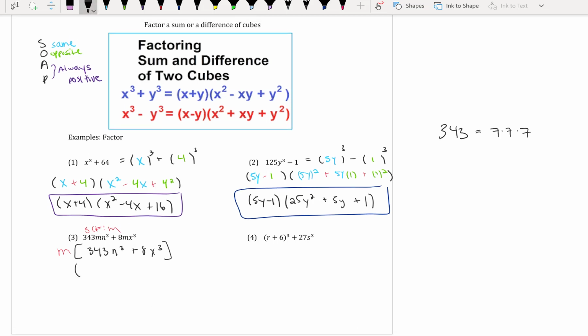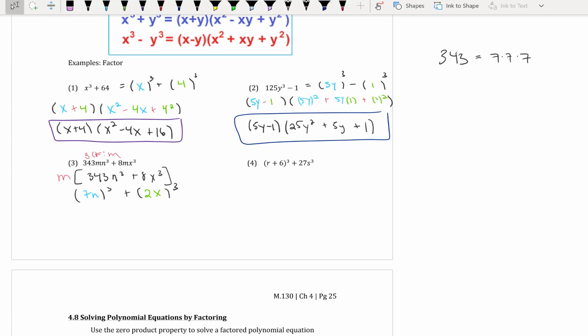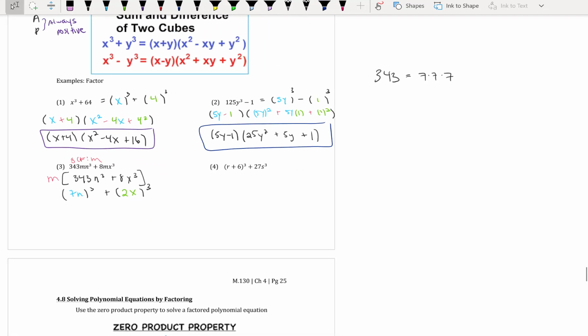So again, I want to see whether or not this follows the pattern where I have a perfect cube. So I already know that 343 is 7, and I have my n. And I know that 8, well, that would be 2 times 2 times 2. So 2 to the third power is 8, and it looks like I have the variable x there as well. So it definitely follows my pattern. So because it follows my pattern, I know that I'm going to be looking at this one because it starts off with an addition. So I'm going to start with my small parentheses.